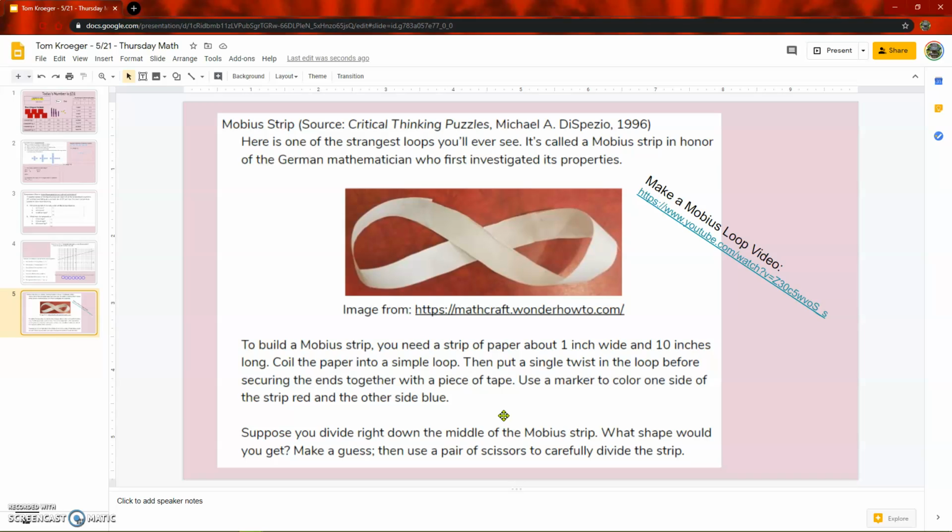If you need a little bit of help on building a Mobius strip, you can click on the YouTube link here. And this Mobius strip is kind of a fun thing to do. It's just a little activity. There's nothing you have to type on here, nothing you have to upload, but just a fun activity that you can try and see. Just explore some stuff there.